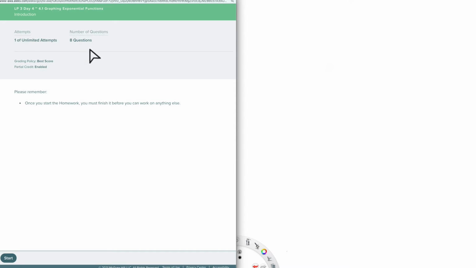The number of questions just tells you how many questions this assignment has. This particular one has 8. Depending on the section, it'll be anywhere from 1 to 10 questions. Grading policy is best score, so whichever attempt's the best one is the one you keep, and partial credit is enabled. This just lets us know that once we start our homework, we need to finish it, which means submit it before we can do anything else.